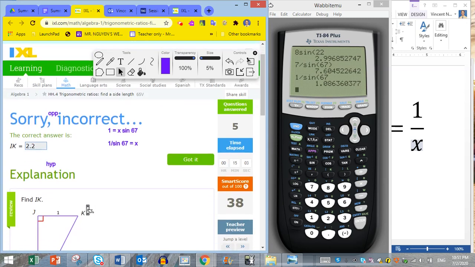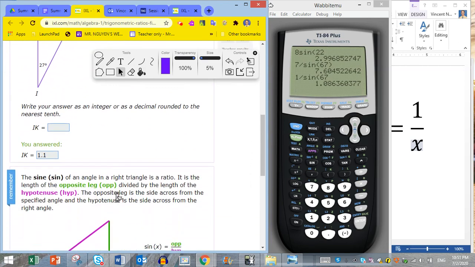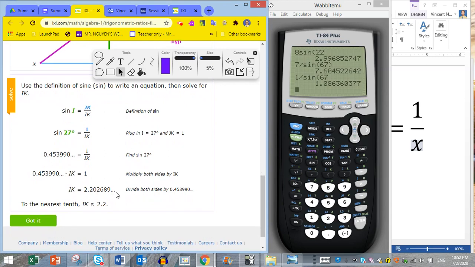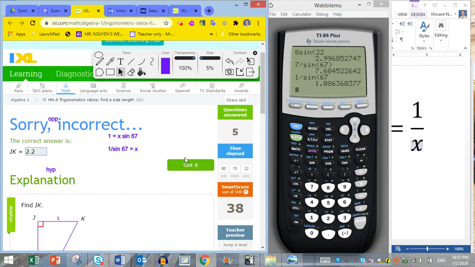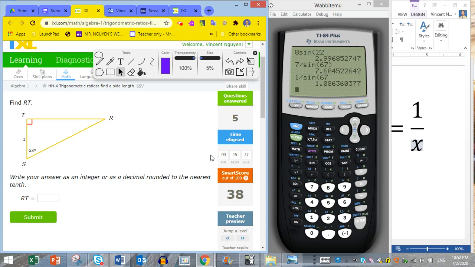Uh-oh. It says the correct answer is 2.2. Wait, what? Let's see what they did. Opposite over hypotenuse, 1 over... Oh my God, I put 67 instead of 27. Okay, got it. I made a mistake. As you can see, I typed into my calculator 67. I didn't type in 27. Anyway, I got bumped down to 38. No problem. We learn.